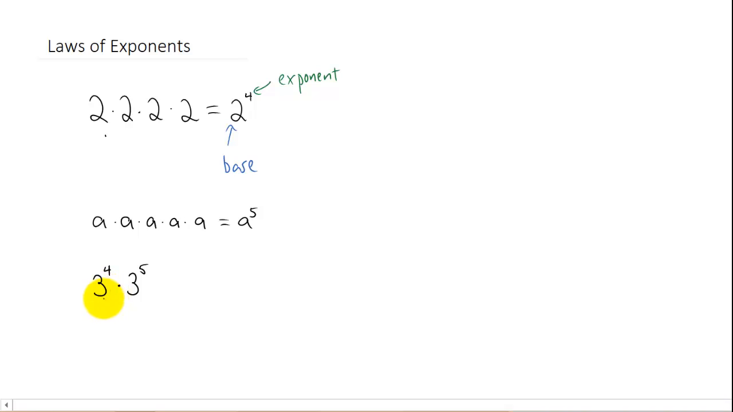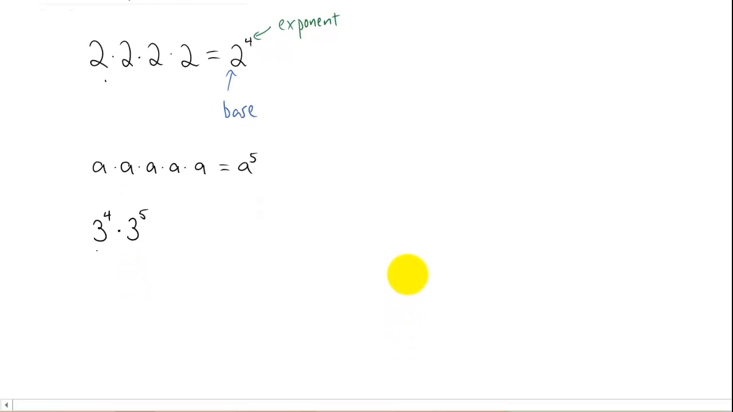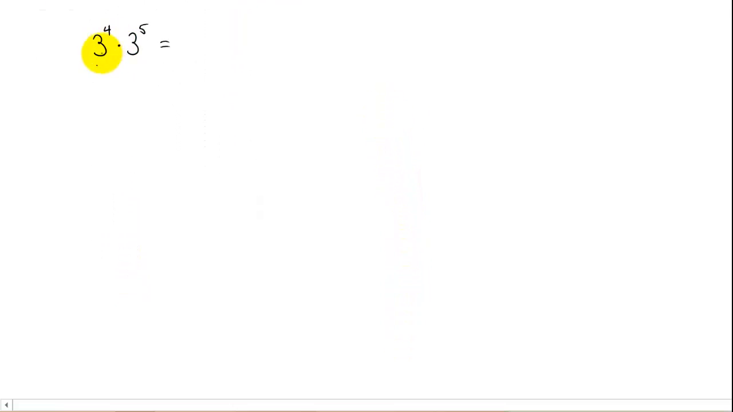Let's start with an example. Let's say you have 3 to the 4th power times 3 to the 5th power. Since the bases are the same, they're both 3, is there a way that we can simplify this to make it look a little better? Let's take a look. Well, what is 3 to the 4th power? Of course, it's just 3 times 3 times 3 times 3. And we're going to multiply that by 3 to the 5th power, which is just 3 times 3 times 3 times 3 times 3. So we took 3 to the 4th, and we're multiplying it by 3 to the 5th, and we get a whole lot of 3's there.